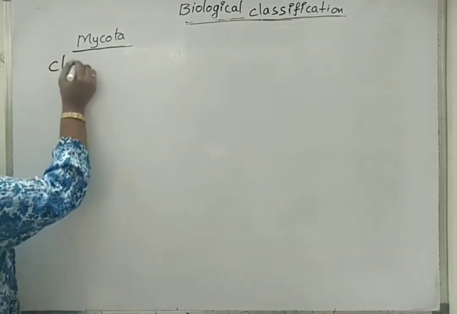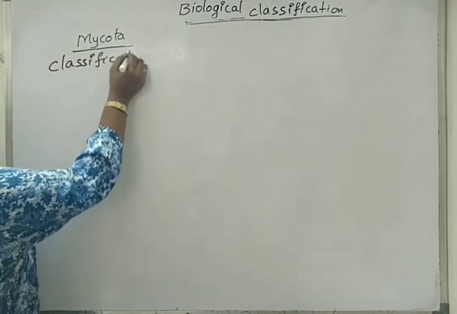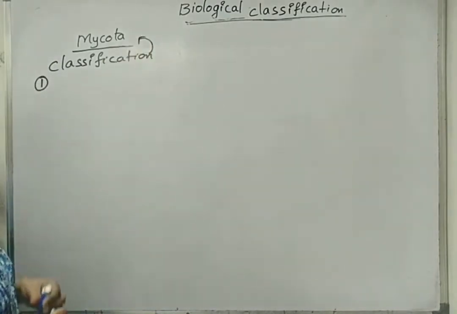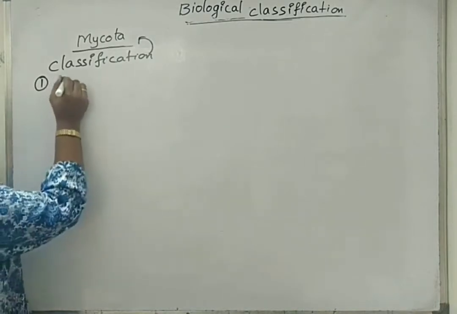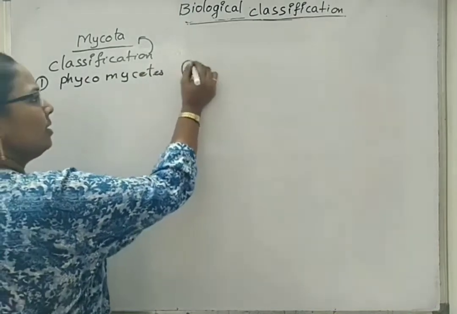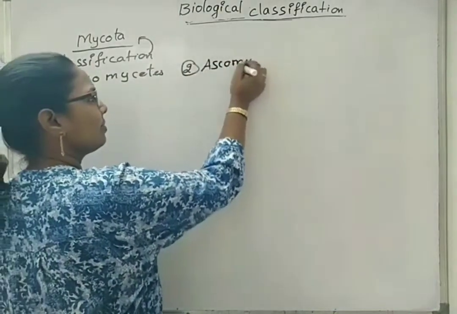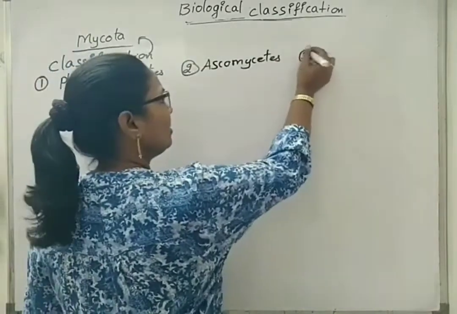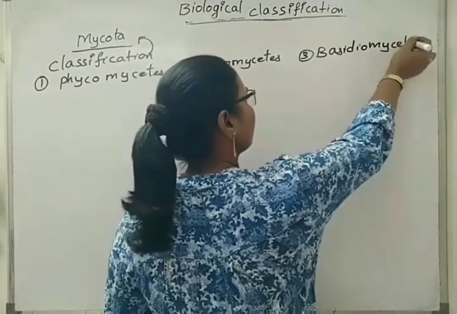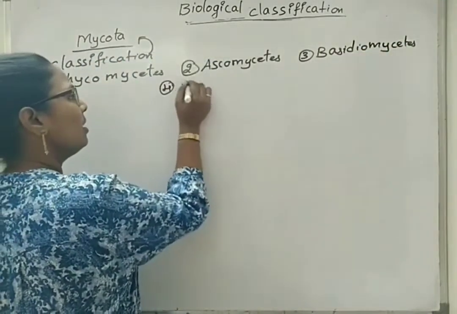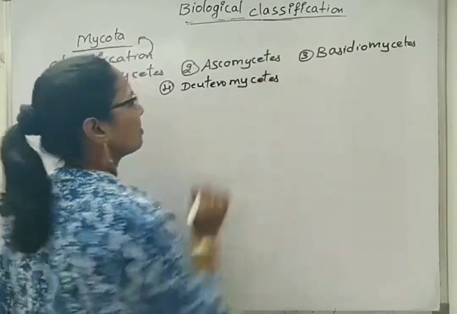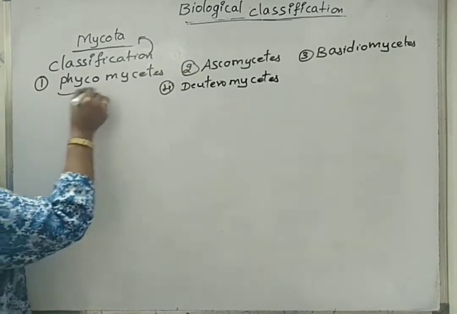Next, about classification of Mycota. Under classification, we see different groups of Mycota: first, Phycomycetes; second, Ascomycetes; third, Basidiomycetes; and fourth, Deuteromycetes. First, we will start with Phycomycetes.